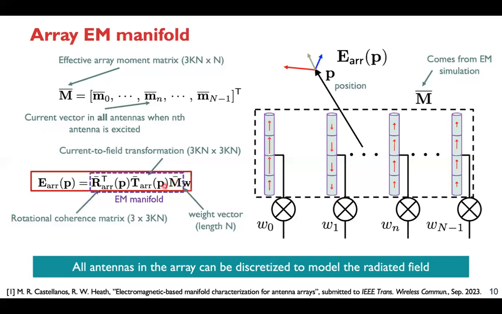Now, each of these components here, combining the rotational coherence matrix, the current to field transformation, and the effective array moment matrix, combining those into a single matrix, we obtain something known as the electromagnetic manifold. And this has the same interpretation as you'd get in array processing, where we have the steering vector, right? In array processing, the steering vector maps the array excitation to the field observed in a particular point, right? And we're seeing the same thing here. We have an electromagnetic manifold, which maps a particular excitation of the array to the field observed at any point P.